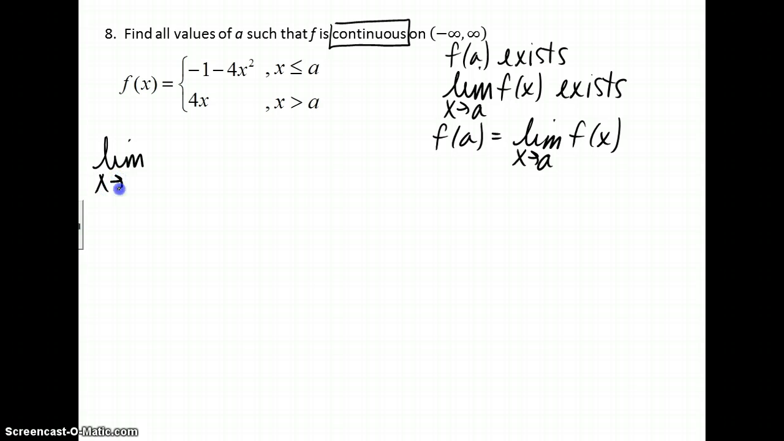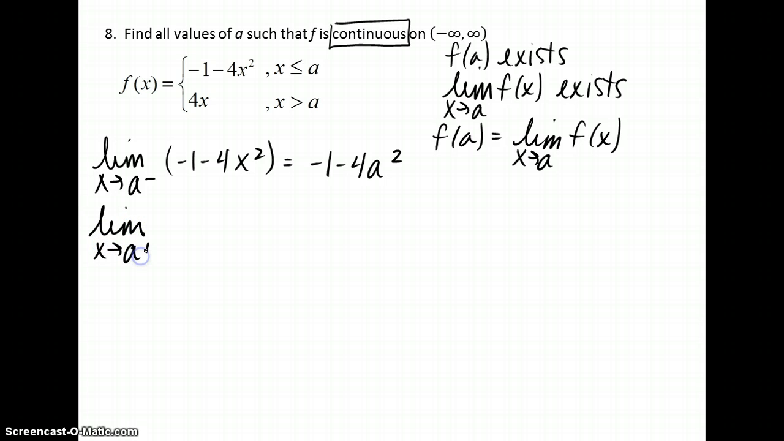So the limit as x approaches a from the left-hand side would be the quadratic function. Making a direct substitution of a into the function. Then the limit as x approaches a from the right-hand side would be the line. Again, making a direct substitution of a. Now, in order for the limit to exist, we know the one-sided limits have to be equal.